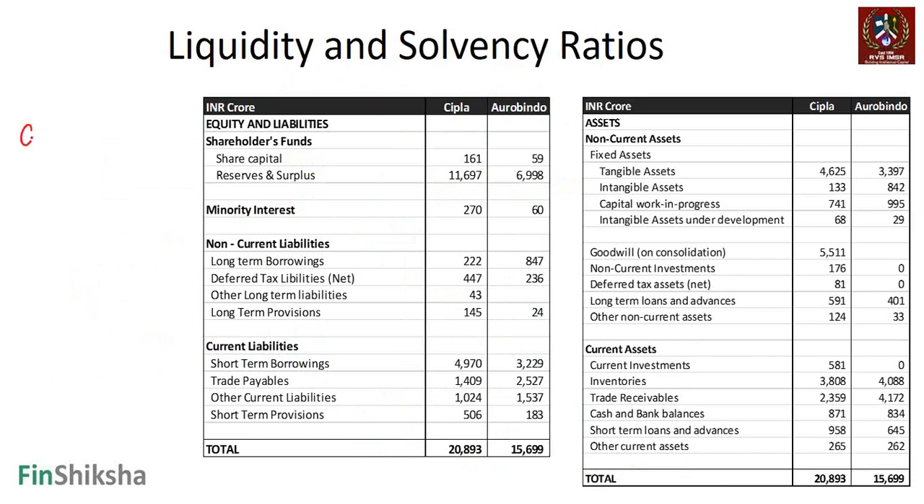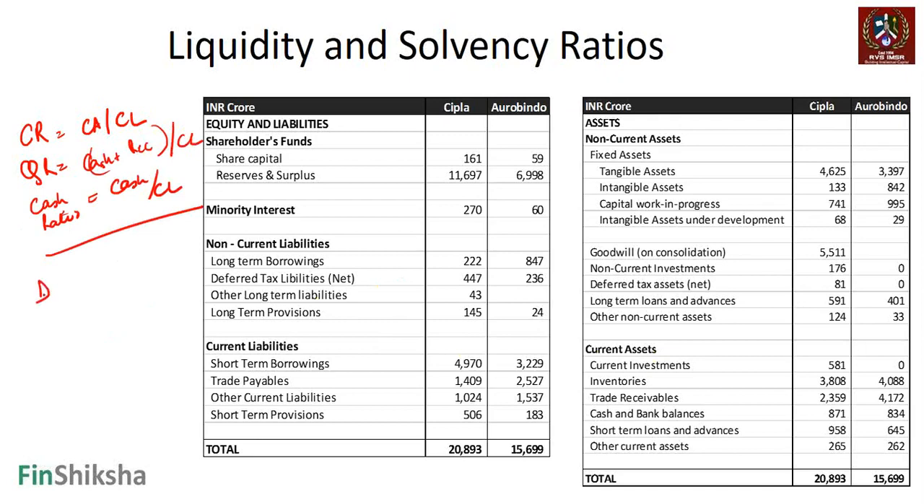So we're going to calculate the current ratio, which is current assets by current liabilities. We're going to calculate quick ratio, which is cash plus receivables divided by the current liabilities. And we're going to talk about the cash ratio, which is nothing but cash divided by current liabilities for these firms, right? We have these data points here.